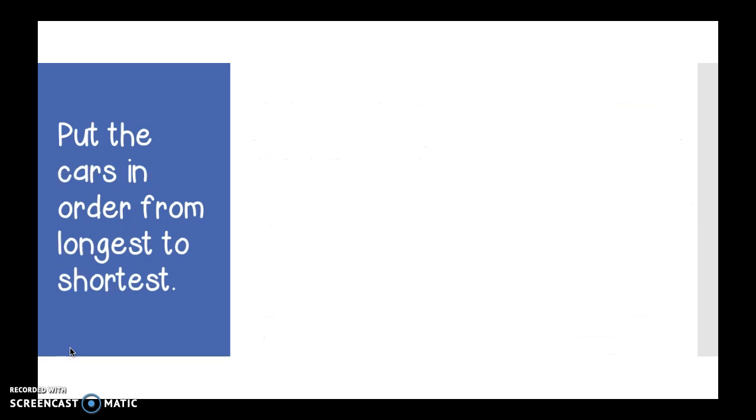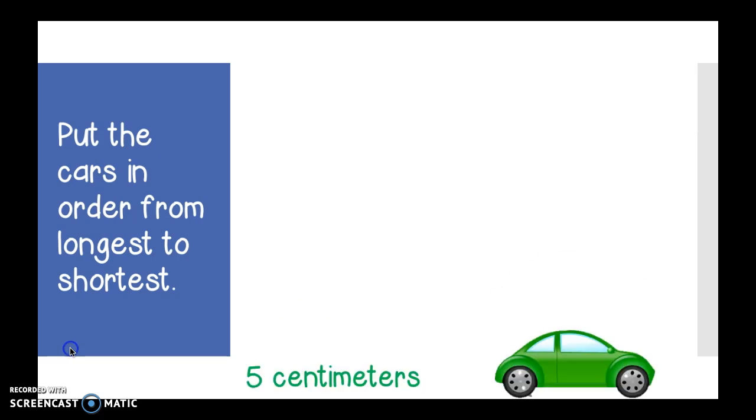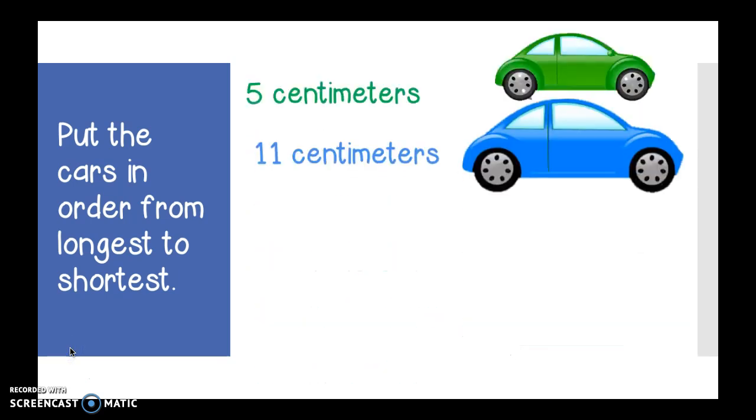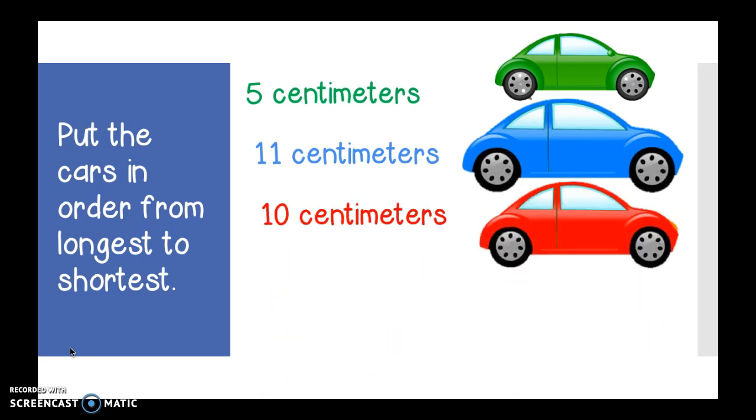Let's practice it again. Put the cars in order from longest to shortest. I'm going to go ahead and show you 3 cars. I have a green car that's 5 centimeters, a blue car that's 11 centimeters, and a red car that's 10 centimeters. Now we need to put them in order from longest to shortest. That means we're going to start with the number that's the biggest because that means he's the longest. Friends, right now I'd like you to go ahead and pause and go get a dry erase board or your math journal because we're going to write this one down.